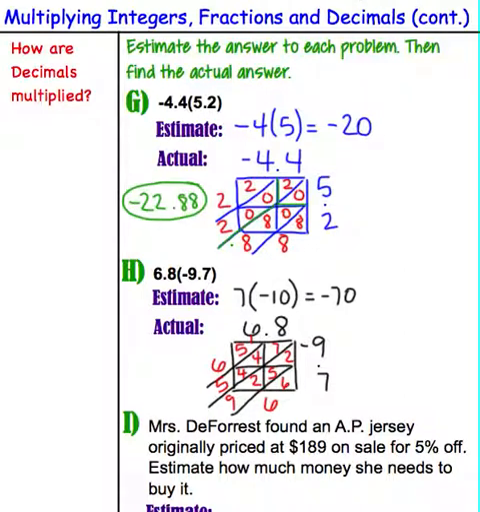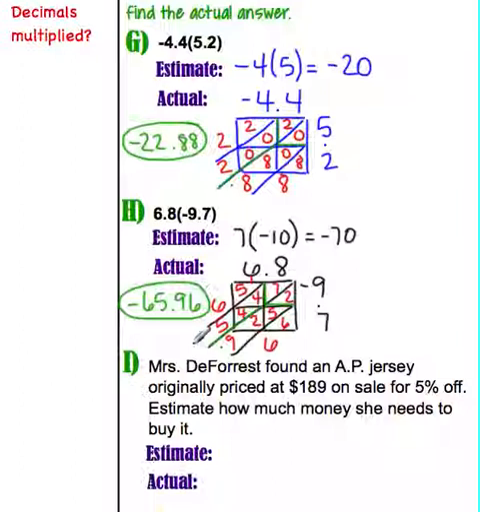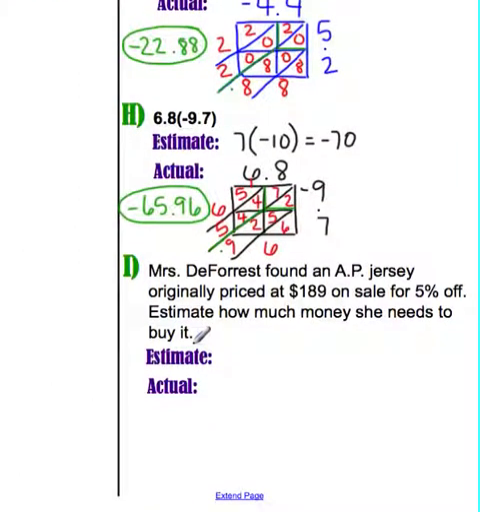Then we can go ahead and bring the decimal point down and over till we meet, and then down the diagonal. So then we have a negative answer because of the negative 9.7, and we are at negative 65.96.